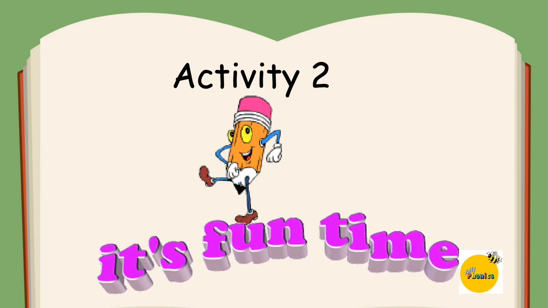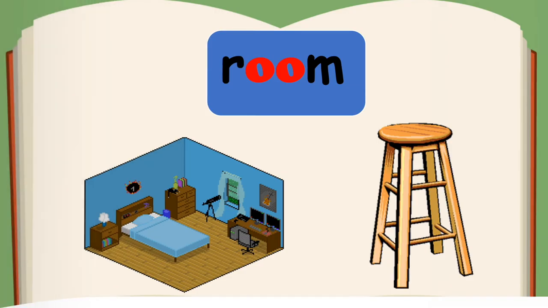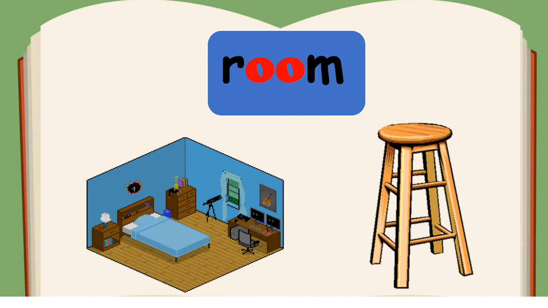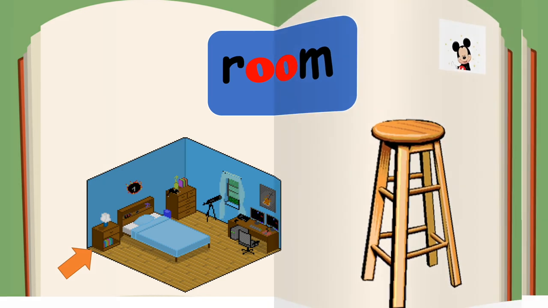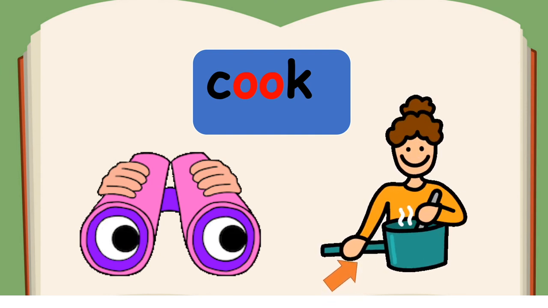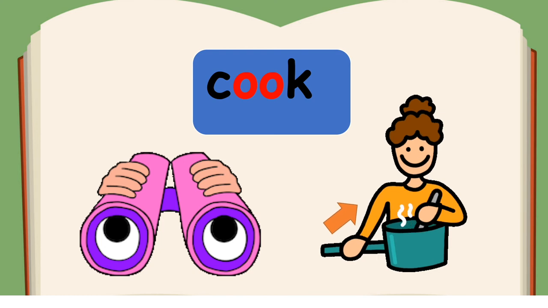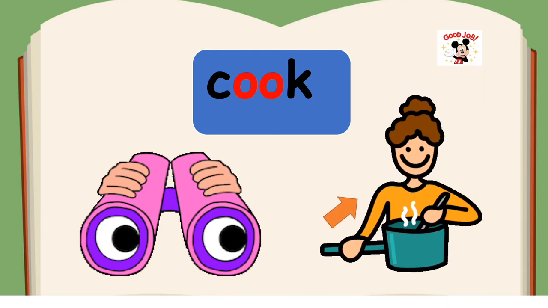All right, let's go to activity two. What are you going to do? Just listen carefully, then choose the correct picture. Let's start! Number one, room. Which is the picture of the word room? Is it picture number one or picture number two? All right, you did it. Great job. Next, cook. Which one is the picture of the word cook? Is it picture number one or number two? All right! Hooray! You did it!